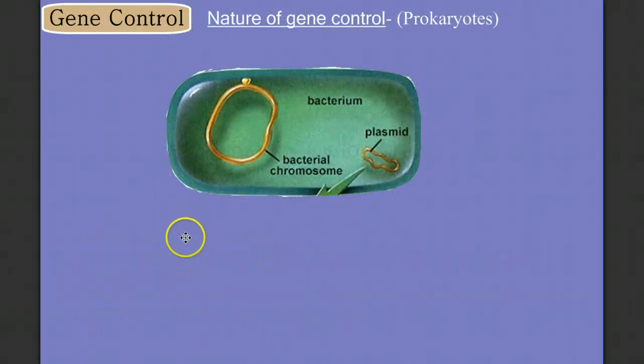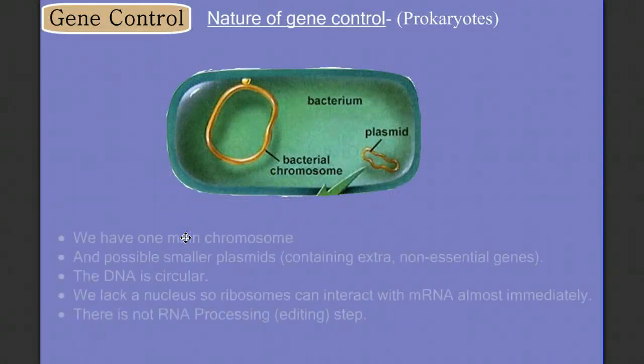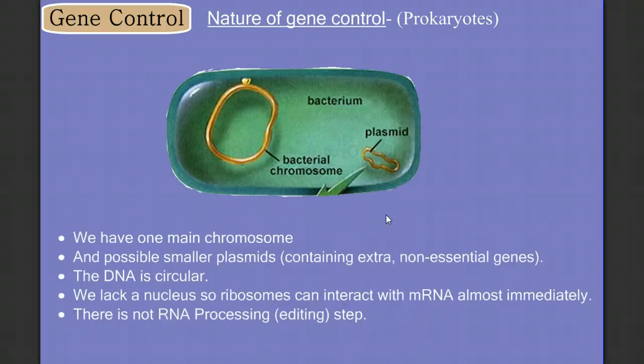And a couple of things we need to remind ourselves about bacteria and their differences from eukaryotes. We have only our main chromosome here. Sometimes we might have extra smaller pieces of DNA with extra non-essential genes called plasmids. The DNA is circular rather than linear, and we have no nucleus, so the ribosomes can associate with the messenger RNA almost immediately after transcription. And there's no RNA processing or editing step in the bacteria.